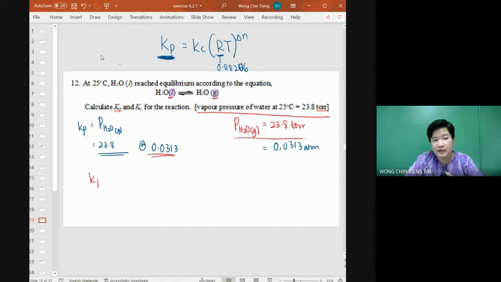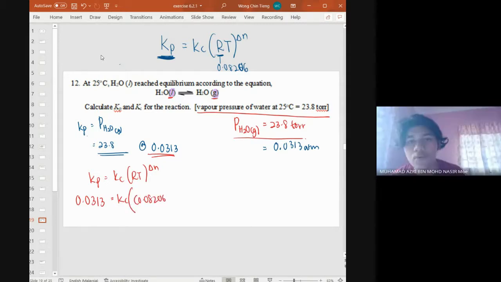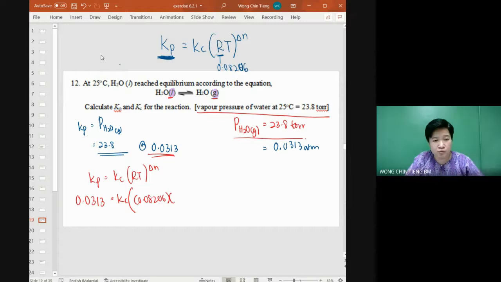So, you have your formula KP equals to KC RT delta N. By the way, delta N equals to how much over here, Azri? Masuk lambat tadi. Equals to 1. Equals to 1.